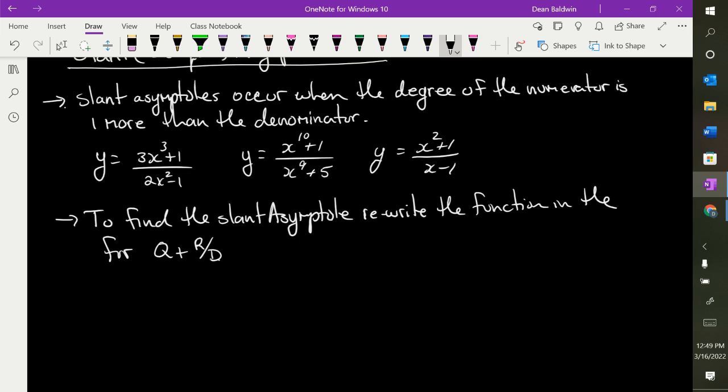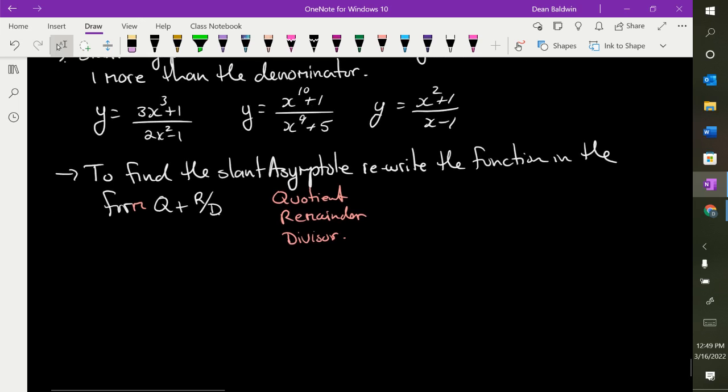Does anybody remember what q, r, and d are? Q is quotient. R is remainder, and D is divisor. Divisor is what you're dividing by. If it's find the slant asymptote, rewrite the function in the form. Sorry, there's supposed to be an M there. I got too excited. So Q is quotient. That's your answer, essentially. R is the remainder, and D is what you're dividing by.